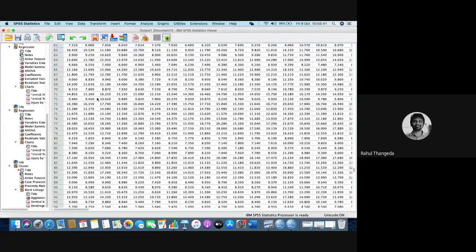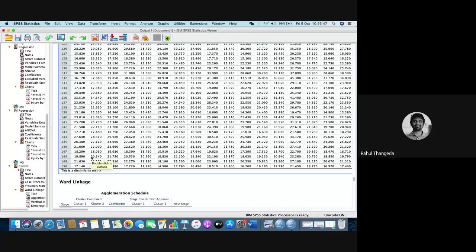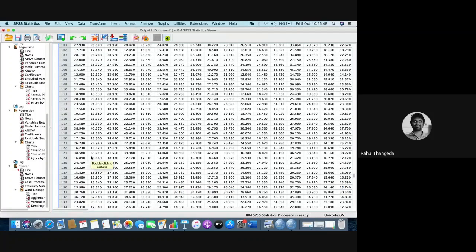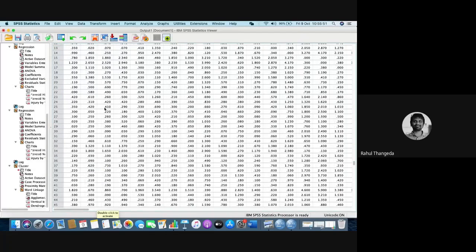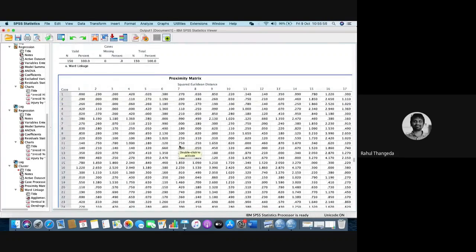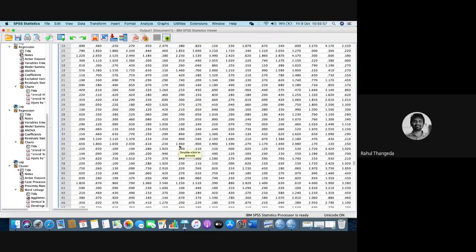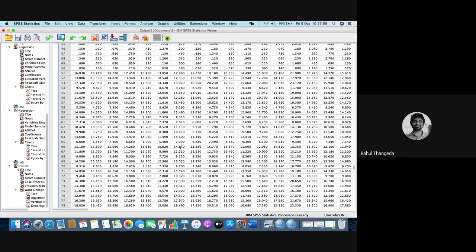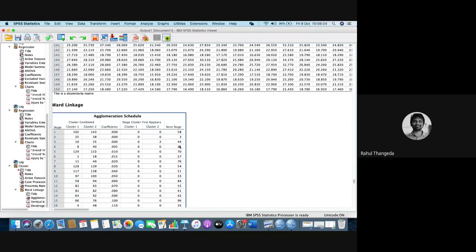So it's like 150 times, each case to case, the distances are calculated using the squared Euclidean distance method, and these are the values that you get. So that is what the proximity matrix is. You don't have any interpretations to make out of it, but it gives you the distances between each point. The most important point is this agglomeration schedule. This is the most important table that we will be using for identifying our clusters.